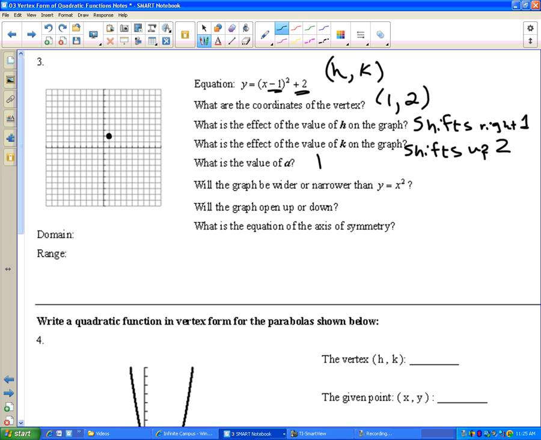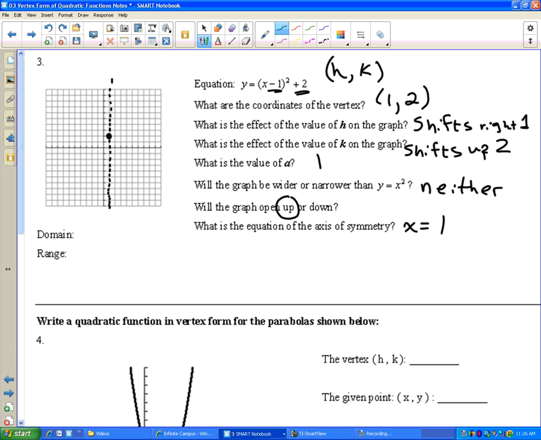Would the graph be wider or narrower than y equals x squared? Actually, it's going to be neither. It's going to be the same size as y equals x squared. Why? Because a is 1. Would the graph open up or down? It's going to open up because a is positive. What is the equation of the axis of symmetry? It's going to be x equals the x coordinate, x equals 1. So here's my axis of symmetry.